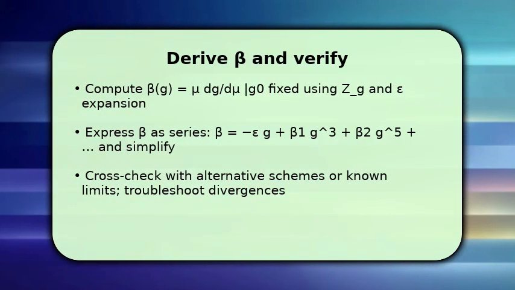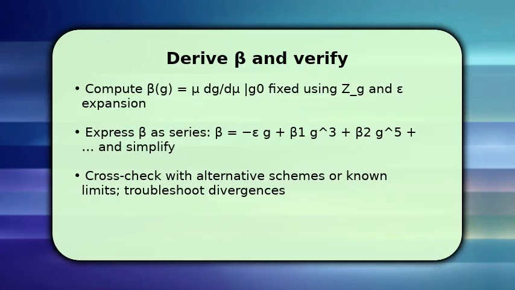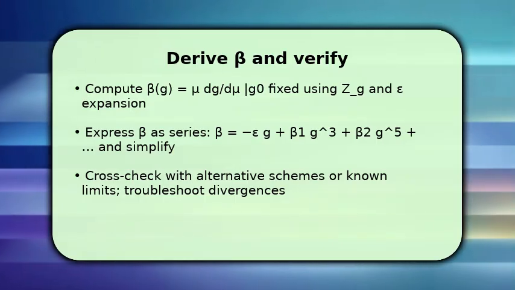Finally, obtain the beta function by differentiating the renormalized coupling at fixed bare coupling. Beta of g equals mu dg/dmu at fixed g0. Use the relation g0 equals mu^epsilon Z_g g to convert Z_g poles into beta coefficients, giving the perturbative series such as beta equals minus epsilon g plus beta_1 g^3 plus beta_2 g^5.